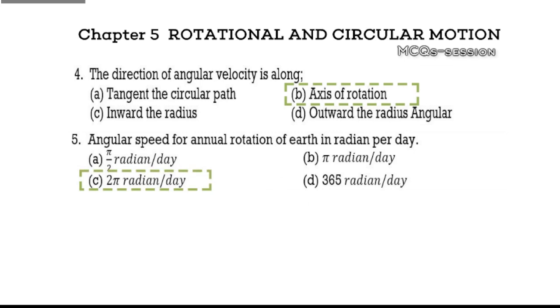Explanation. The Earth makes one full rotation, which is 2 pi radians, around the Sun each year. Dividing 2 pi by 365 days gives the daily angular speed.